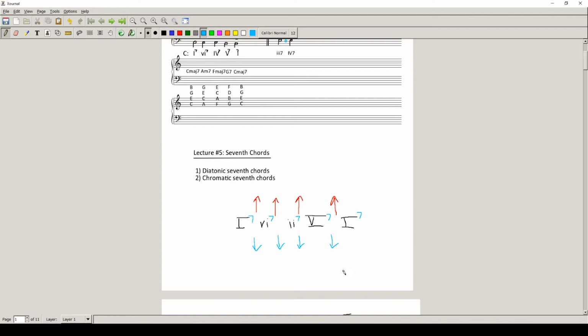So if I write a chord like 5, 7, for instance, or actually, why don't we start with 1, 7? 1, 7 would have the notes C, E, G, and B. Classical music says this B right here, it's the seventh of the chord. It has a strong desire to resolve down by step to A.